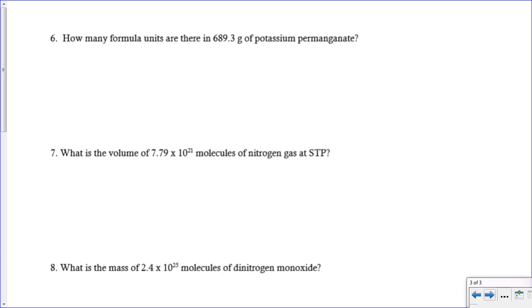Going on to problem number 6 here. It says, how many formula units are there in 689.3 grams of potassium permanganate? This one is a bit longer for a couple of reasons. First, we're going from mass to formula units. That's mass to particles. That means we have to go from mass to moles and then from moles to particles. All right, so we start off here.